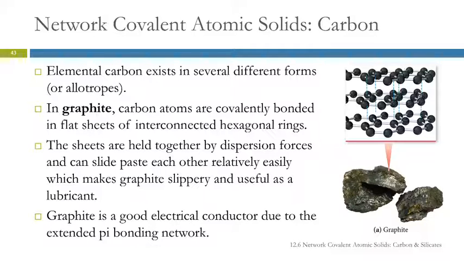It's also useful as a lubricant. You can use graphite as a lubricant, like in a door lock or something squeaky. You can actually even use your pencil lead to put a little graphite on there and ease the squeak because it's slippery. Graphite's a good electrical conductor because in these hexagonal sheets, we have extended pi bonding networks. So that goes back to our bonding theories, where we learned that we can have delocalized bonds. And so in these delocalized pi bonds, we can have electron movement. So carbon conducts electricity. So that's graphite.